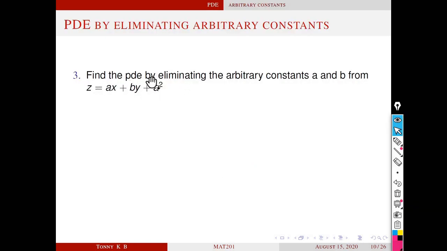The problem is: find the PDE by eliminating arbitrary constants a and b from z equal to ax plus by plus a square. Differentiate this equation with respect to x, then we get p equal to a. Next, we differentiate this equation with respect to y, then we get q equal to b. Substituting a and b in this equation, we get the required PDE. So the corresponding PDE becomes z equal to px plus qy plus p square. Yes, this is the answer.